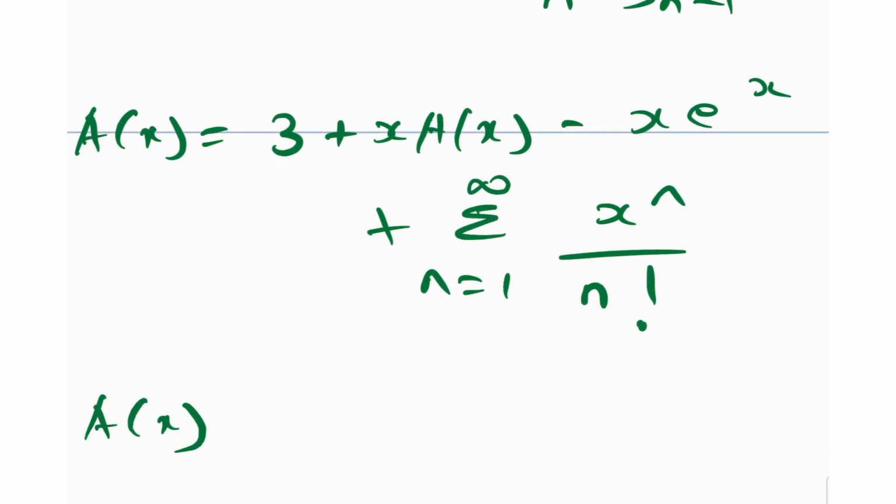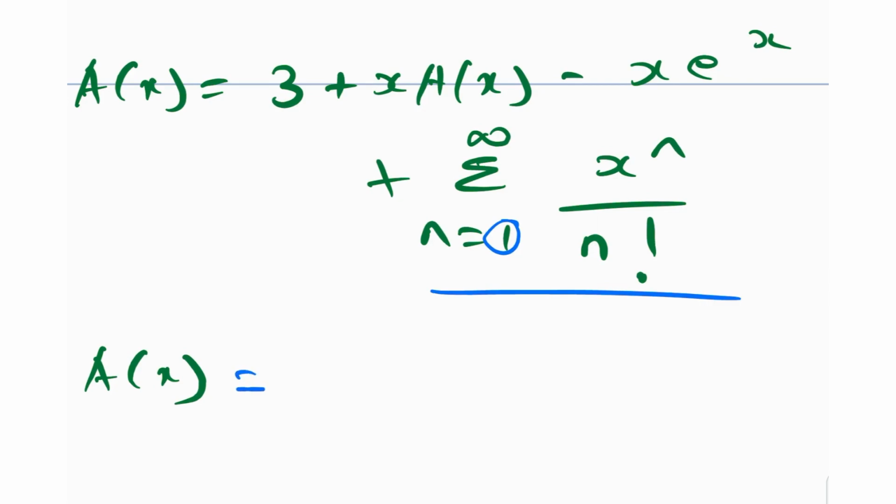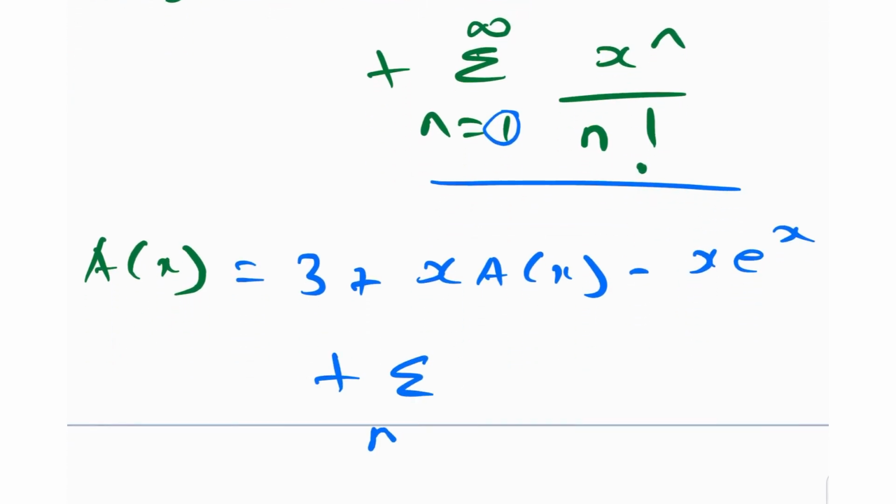So this summation, if you actually look at it, is almost like e to the power x. But do you notice a difference? There is n equals 1 over here. e to the power x actually starts with n equals 0. But we can make it seem like e to the power x. It's actually very simple. We had this term, and I'm going to make it from n equals 0 to infinity of x to the power n divided by n factorial.